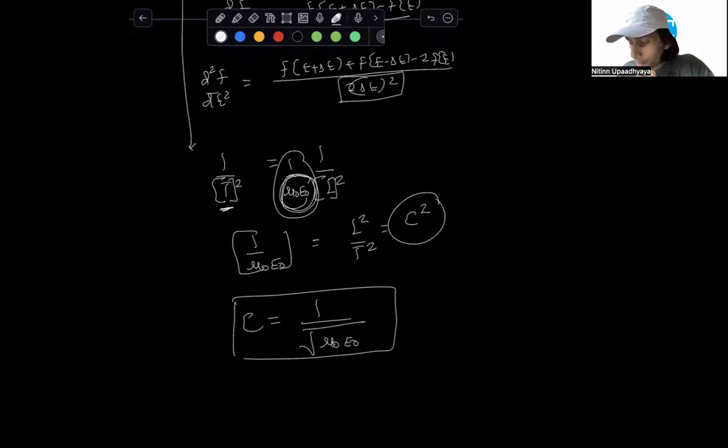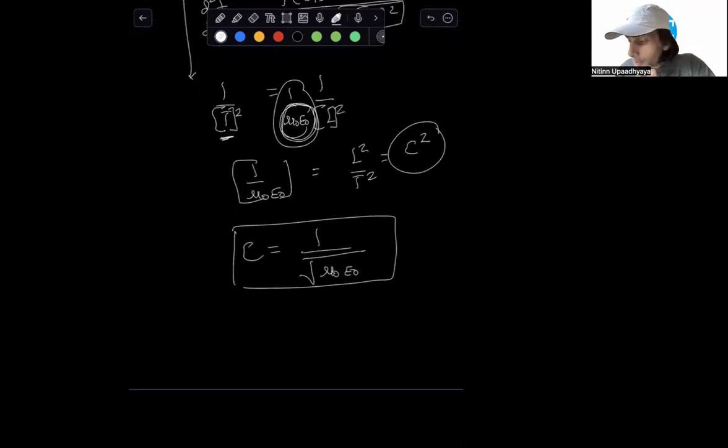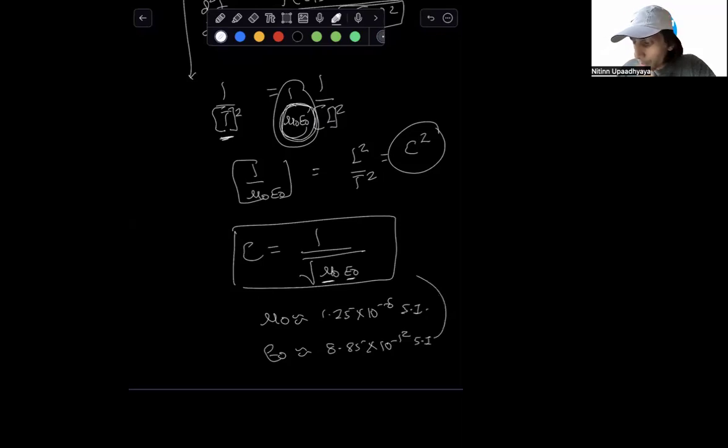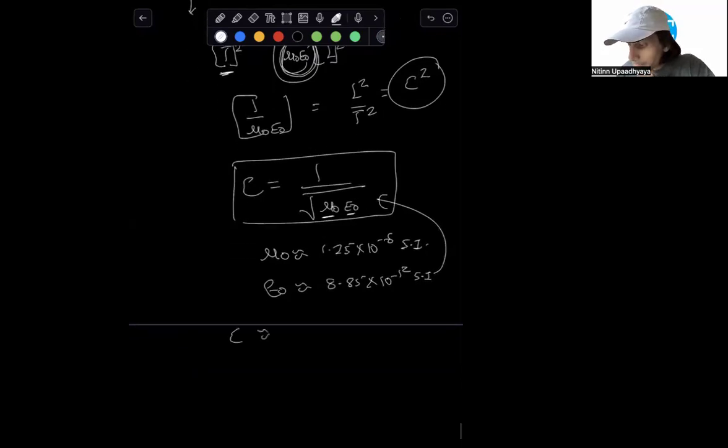And if you just Google or search what the permeability and permittivity of free space, or that of vacuum, is, then mu naught is approximately 1.25 into 10 to the power minus 6 in standard international units, which you can check. Then epsilon naught has magnitude something like 8.85 into 10 to the power minus 12. If you plug this into the expression, you'll get something like 1 by 1.25 into 8.85 into 10 to the power minus 18.